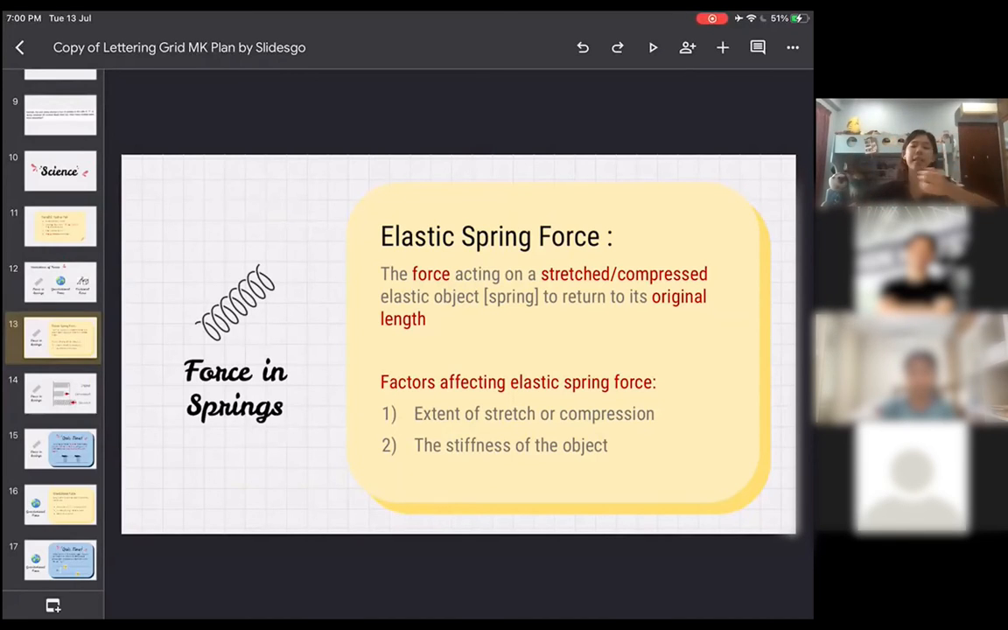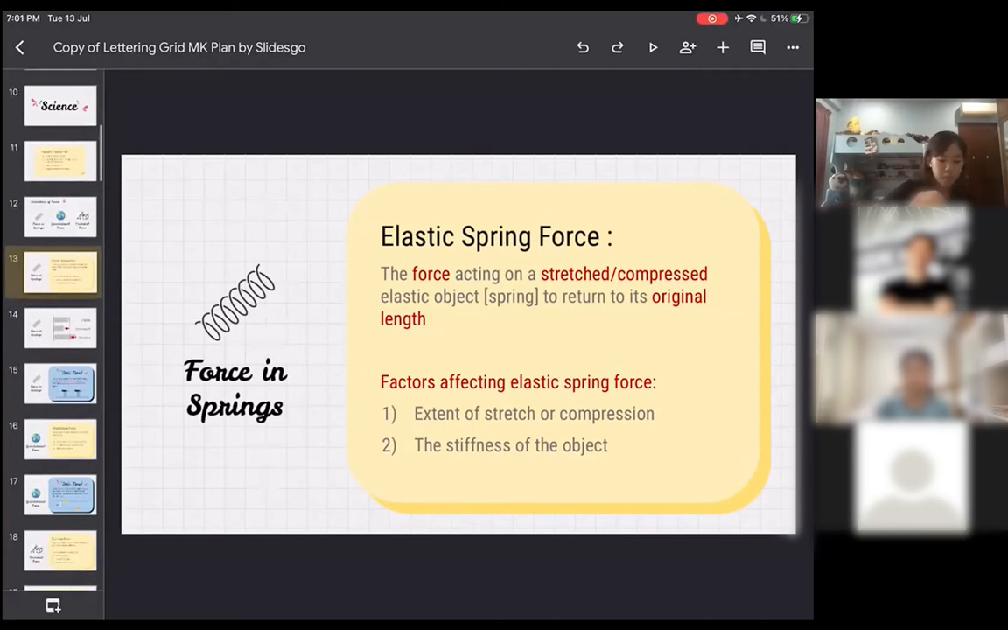And then another one is the stiffness of an object. I don't know if you've played with springs before, but some you realize are very loose, and you can put a bit of force and it already compresses. For example, your pens, when you click the pen, there's a spring inside. And you don't have to use a lot of force because the spring is quite weak. But other things like bigger, thicker springs, you have to push very hard before they will compress. So that will affect how much elastic spring force is inside.